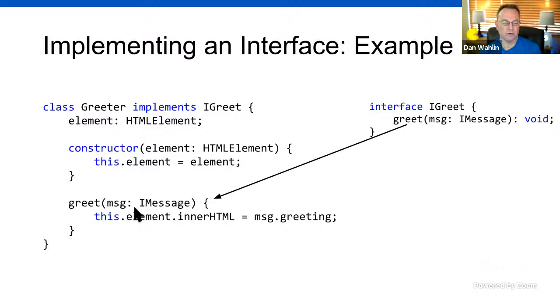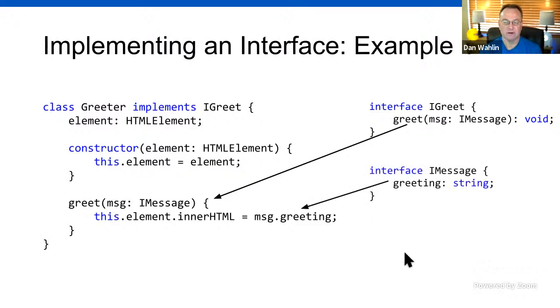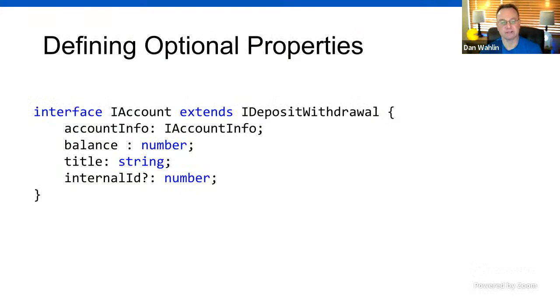Now, we also know that whatever you pass in, this message is going to have a greeting property on it. Why? Because iMessage has a greeting property. So whatever object is passed in must have that greeting property, just like earlier, the customer had to have the first name, last name, and age properties in order to do their thing. So there's another example of interfaces.